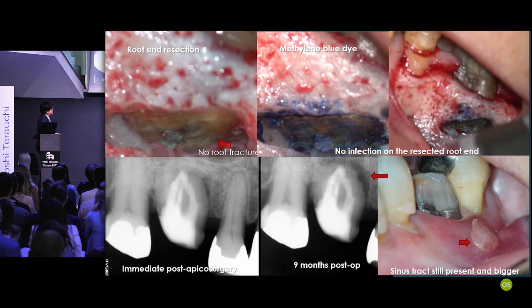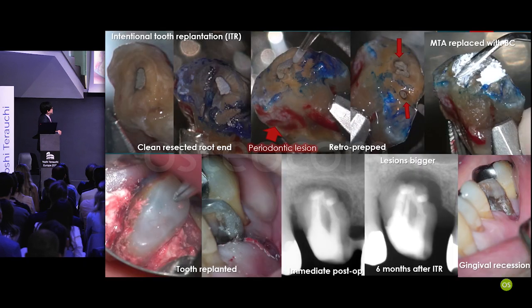Then what I did was intentional tooth replantation, but it got worse. And this is what I got 6 months after the intentional tooth replantation. I didn't do any perio treatment. That's the biggest mistake I ever made. Then the tooth was extracted, unfortunately. So you need to make an accurate diagnosis. If you see both endo and perio lesions, you have to do both, starting with endodontic treatment.